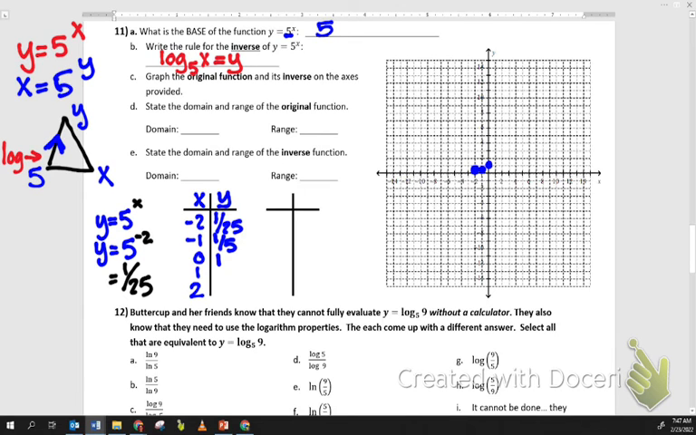When x is 1, 5 to the first power is 5. So 1, 5. And when x is 2, 5 to the second power is 25. So 2, 25 will be way up past our graph, but I can still graph it knowing that.